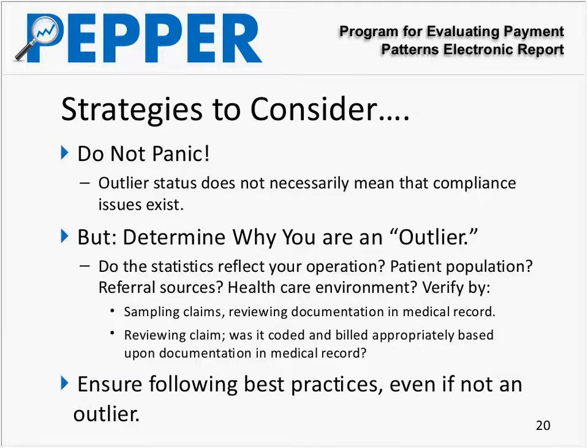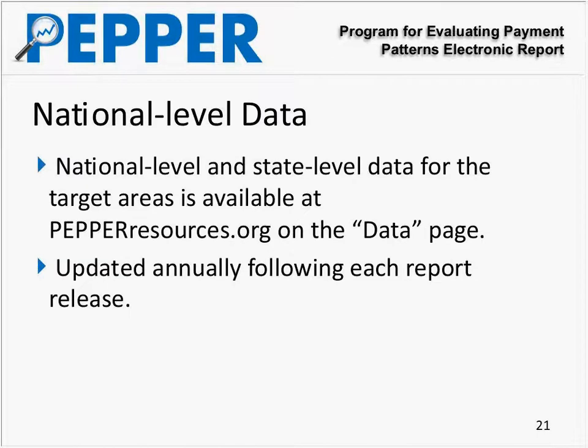I might also say that remember that by default, the top 20% of providers and the bottom 20% of providers for the coding-related target areas are always going to be identified as outliers. And so, again, just remember, this outlier status does not mean that you're doing anything wrong. This means that you're in the top 20% or in the bottom 20% as compared to all the other hospitals.